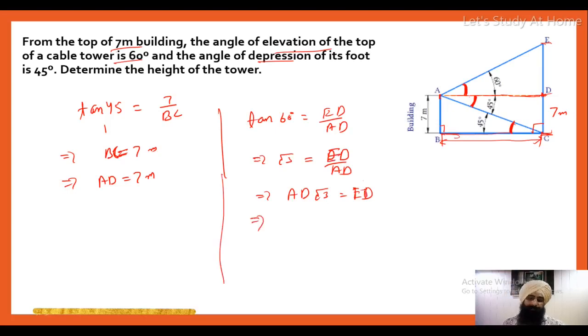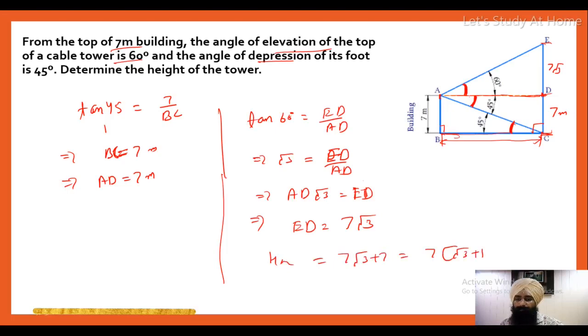So this implies, I am going to put here the value of AD, that is 7, and ED is 7√3. So the height of the tower is equal to 7√3 plus 7. This is equal to 7(√3 + 1) meters, which is your answer. That's all about this question.